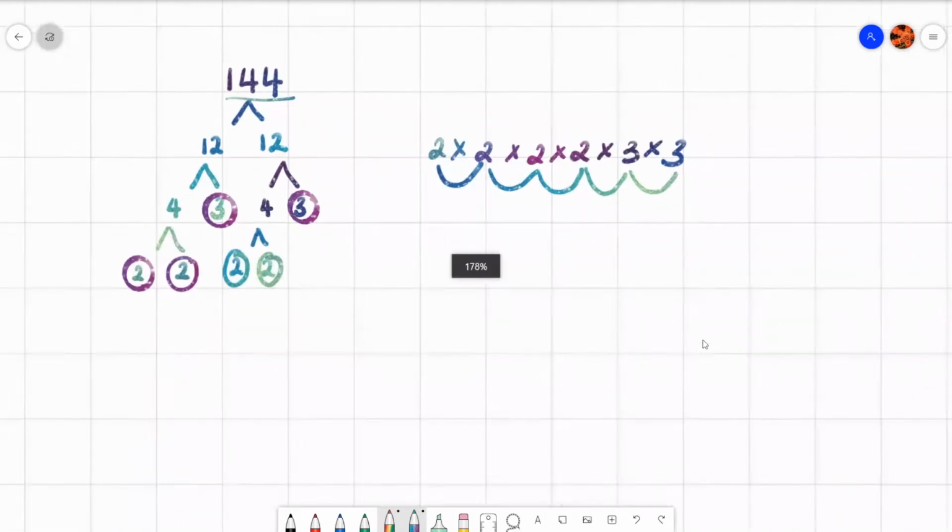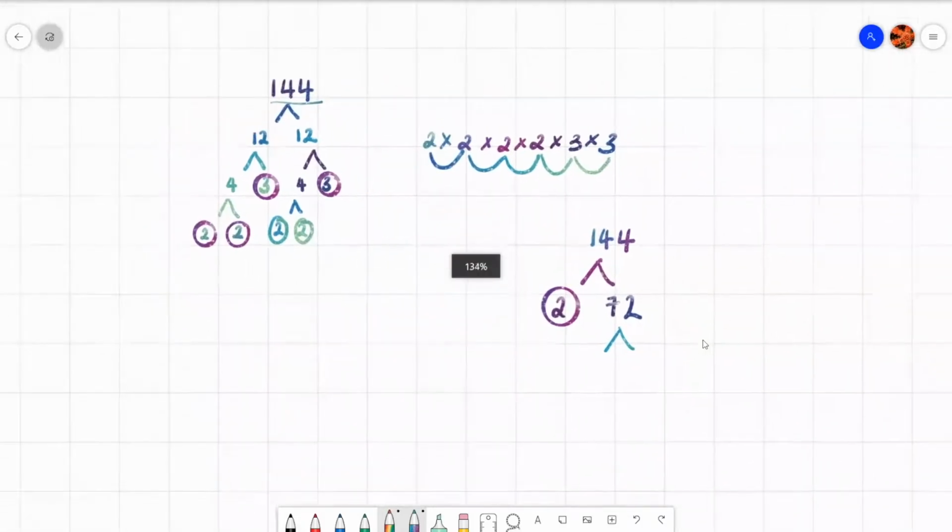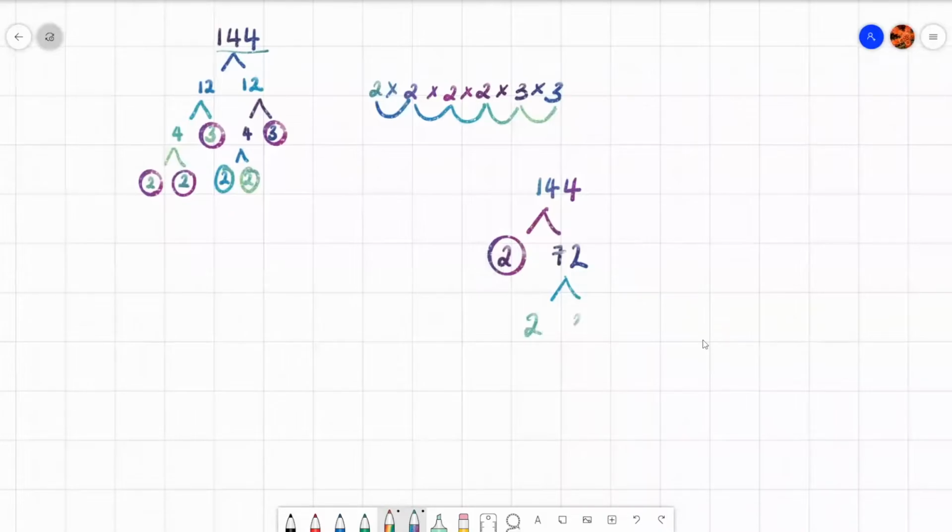Now, what you could have also done is split this in a different way, but you still would have ended up with the same prime factors. So let's have a look. How else can I split 144 up? Well, I know that 2 times 72 is also 144. I know 2 is prime, so I can circle that, but 72 is not, so I need to split that up. Well, I know that 2 times 36 is 72. 2 is prime, circle that. 36 isn't.